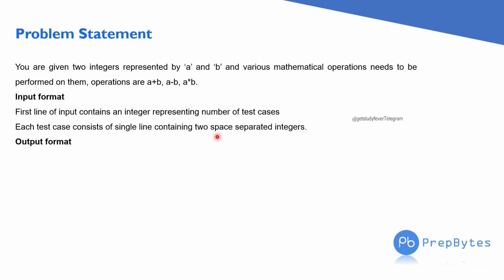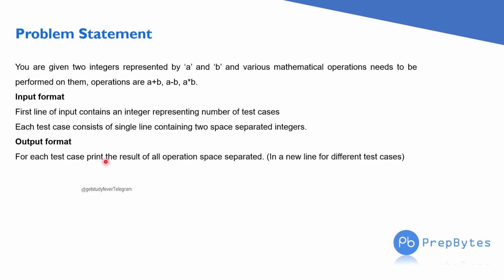Fine. What is the output format? For each test case, print the result of all operations space separated. You do not have to print line by line. You have to print all the results in a space separated manner, in a new line for each different test case. For one test case you print all the answers in a single line, and for another test case you use a new line. I will show you this point.